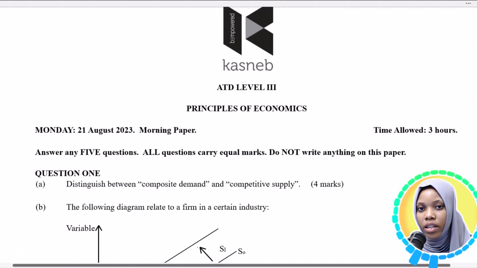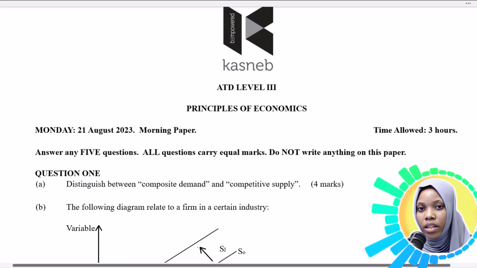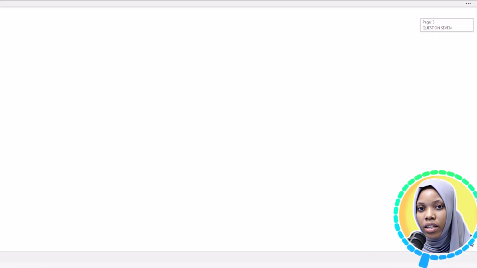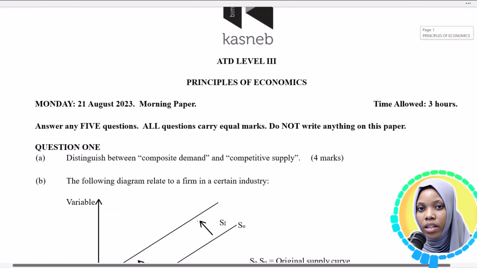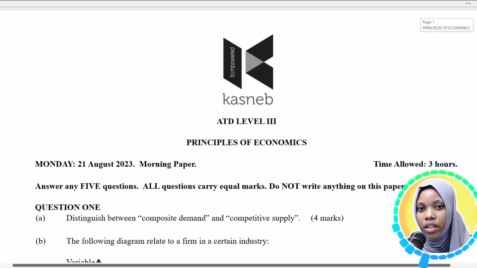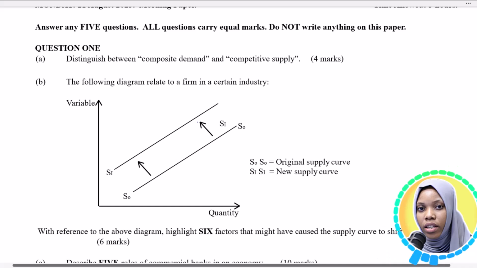Hello and welcome. I'm going to take you through the ATD Level 3 past paper, Principles of Economics, August 2023. We were provided with 7 questions, and we are going to tackle them right now. So let's go directly to question number 1, part A, which reads: distinguish between composite demand and competitive supply.